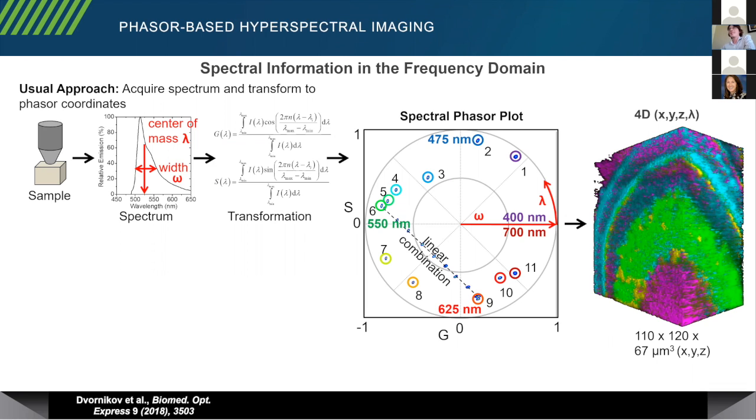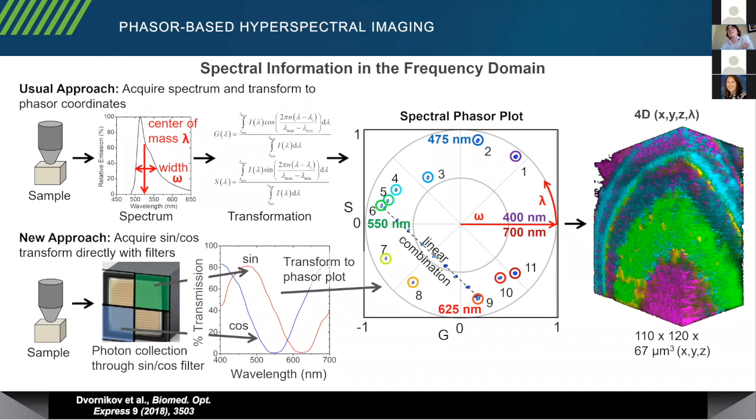And then the second coordinate is the distance from the center, which represents the width of the spectrum, so how broad it is, with a very narrow spectrum like a laser line being on the outside of the circle and an infinitely broad white light source being on the center of the phasor plot. And then we can identify components and project this information on our 3D image to create this four-dimensional hyperstack of information. So this is just a method for analyzing the data, but how can this improve our light sheet imaging capabilities?